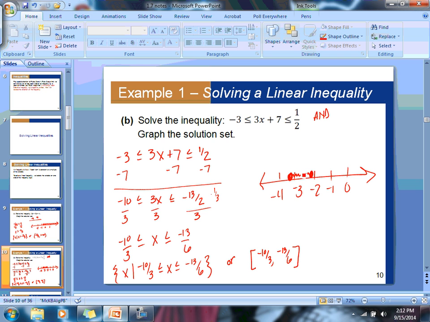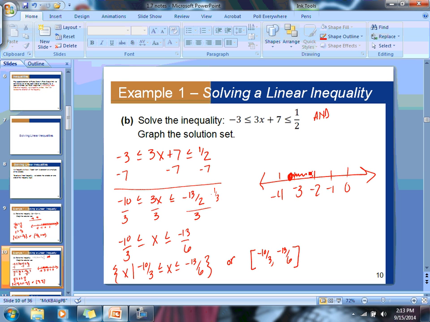But then I could pick another number like negative 3, substitute that back into the inequality. Let's see, 3 times negative 3, that's a negative 9, plus 7, that would be a negative 2. So negative 3 is less than negative 2, which is less than 1/2. That's a true statement, so I'm going to shade where I got the value negative 3 from.